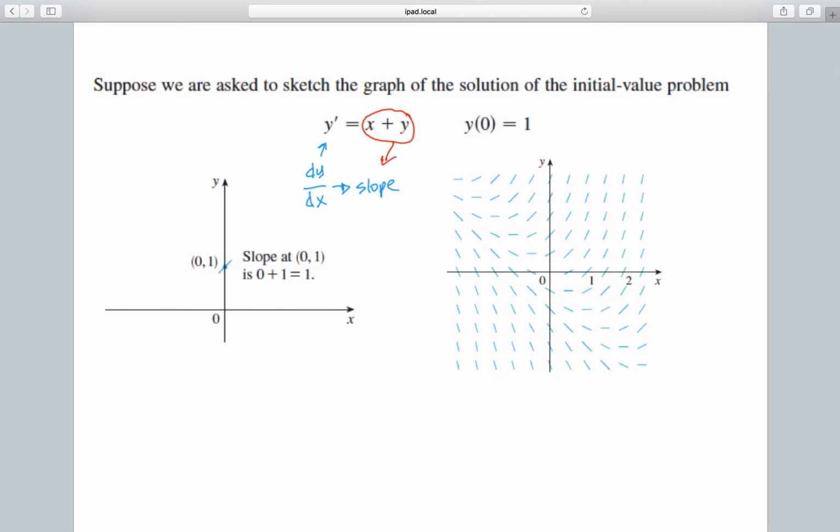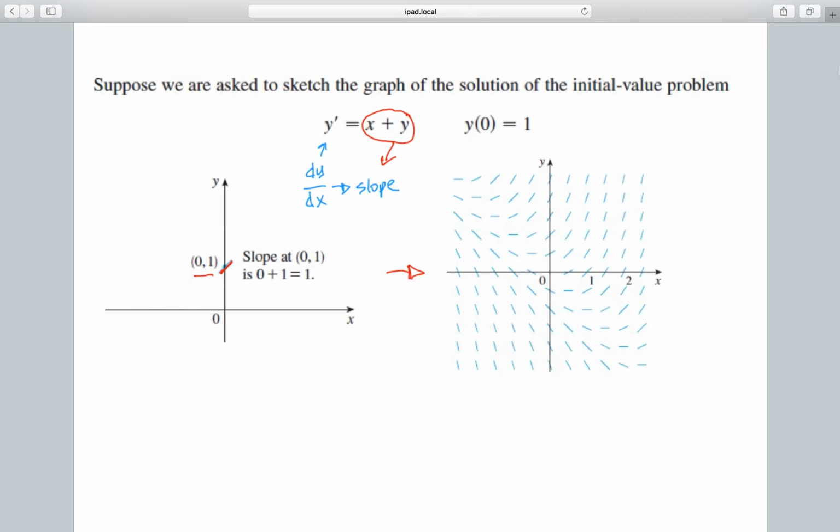In this case, y prime is x plus y, which means I can take any coordinate in the coordinate plane, like for example 0, 1, and all I have to do is add x to y. So 0 plus 1 is 1, and I can draw in a little slope there. If I do that with enough points in the coordinate plane, we start to get this picture of the behavior of a family of functions, right?